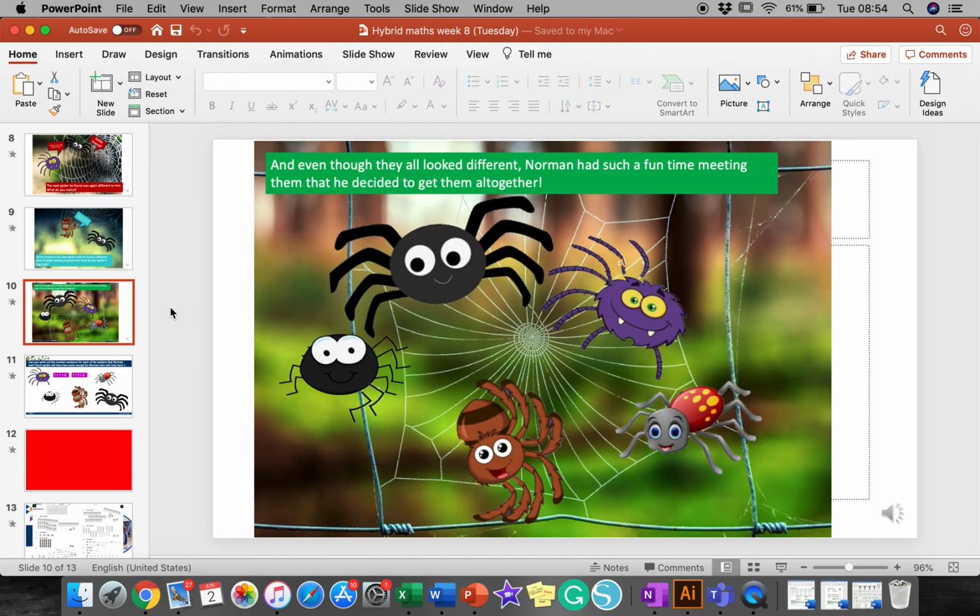And even though they all looked different, Norman had such a fun time meeting them, and he decided to get them all together. Right, so now we have all of our spiders all on one web. Let's count all of their legs. We are actually counting in 8s here because each spider has 8 legs. Can you count all of the legs on each spider?